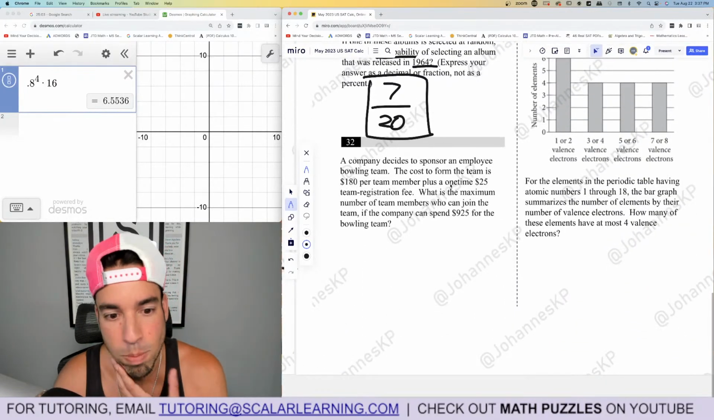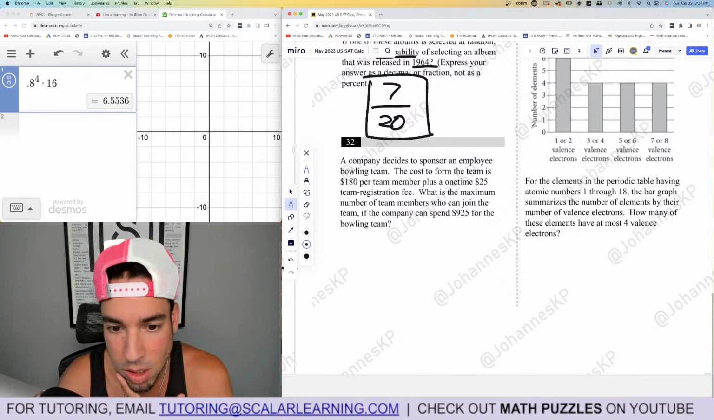32. A company decides to sponsor a bowling team. The cost for the team is $180 per team member plus a one-time fee of $25.